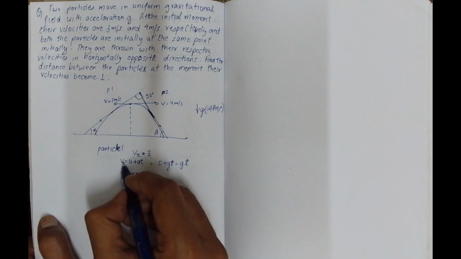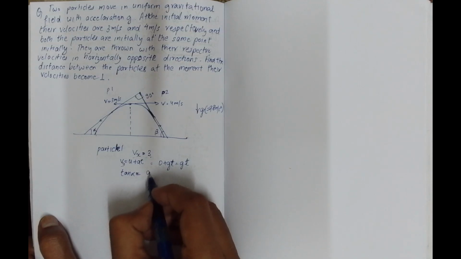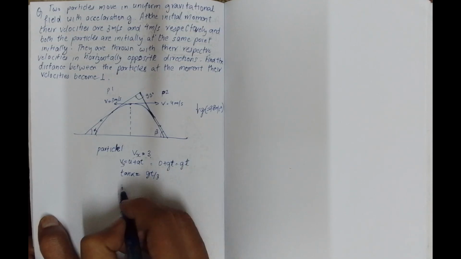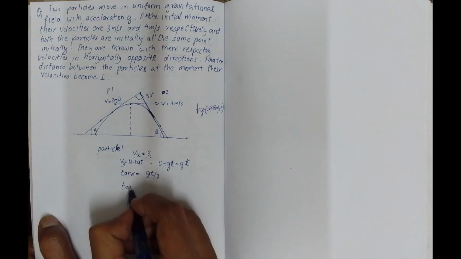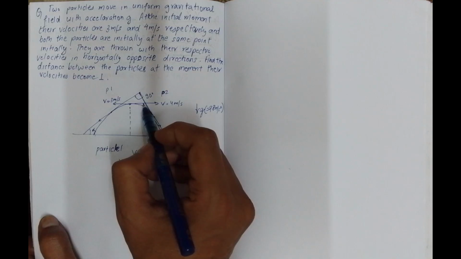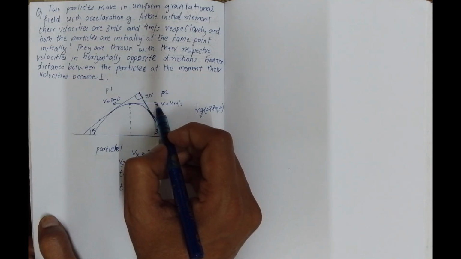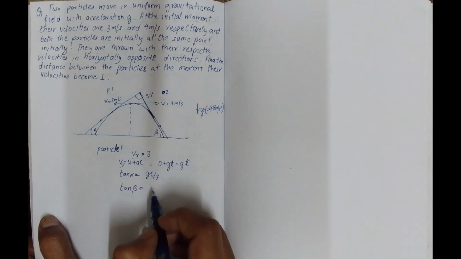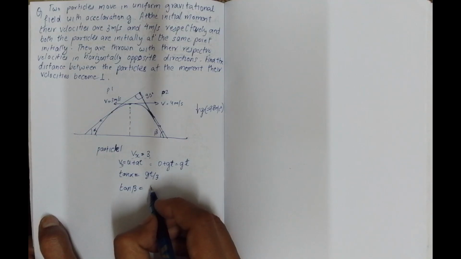Vy by Vx, which will be equal to gt by 3. Similarly, what will be tan beta? The vertical component of the velocity of particle 2 divided by the horizontal component. What is the vertical component? gt, same.